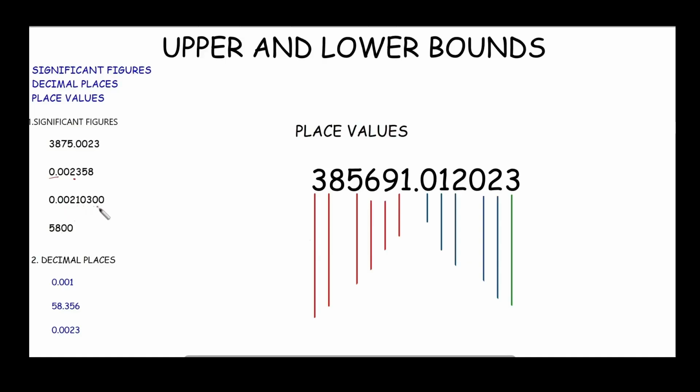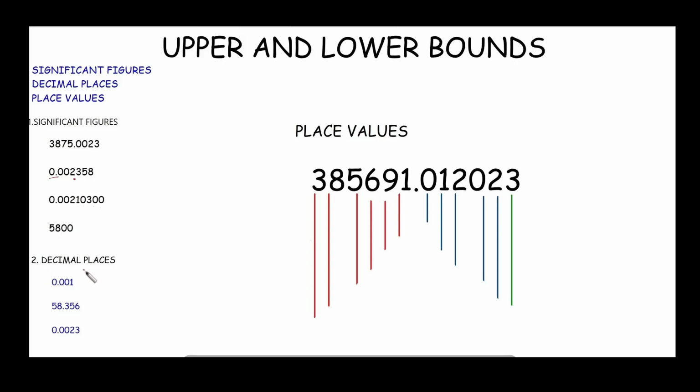So let's start counting significant figures. How many significant figures are there in this number? 1, 2, 3, 4, 5, 6, 7, 8. There are 8 significant figures in this number. If you move on to the last one, 5800, it is a whole number. This is very confusing. This is ambiguous because there are trailing zeros, and sometimes we do consider these ending zeros as significant figures. Sometimes we do not consider them as significant figures. But if the number is a decimal number, we always consider them as significant figures.